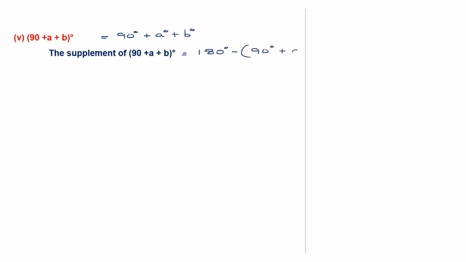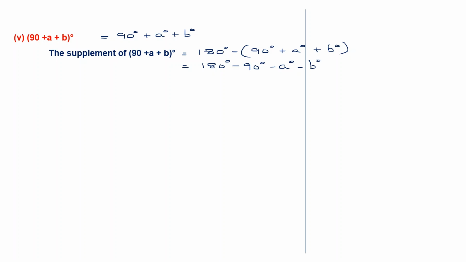Question 5. 90 plus a plus b degrees, the whole thing in degrees. So when you open it, this will be 90 degrees plus a degrees plus b degrees. Now let's find the supplement of this. It will be equal to 180 degrees minus all this, that is 90 degrees plus A degrees plus B degrees. Because there's a minus sign before the bracket, when you remove it, change the sign of all the terms inside. So that is minus 90 degrees minus A degrees minus B degrees.